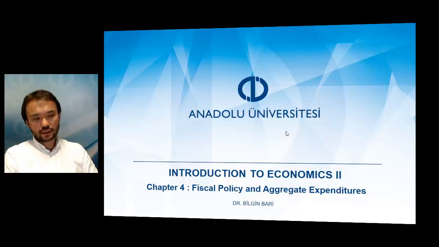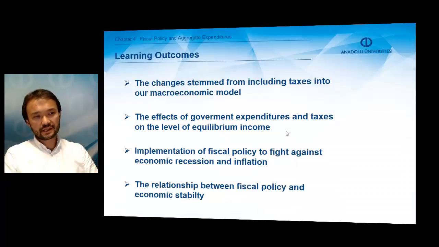Today we will talk about the fiscal policy and the aggregate expenditures. In chapter 4 of our textbook, we can see the main details about the fiscal policy and the aggregate expenditures. In this chapter, we can try to understand the effect of the taxes or government expenditures on our aggregate expenditure and income models.